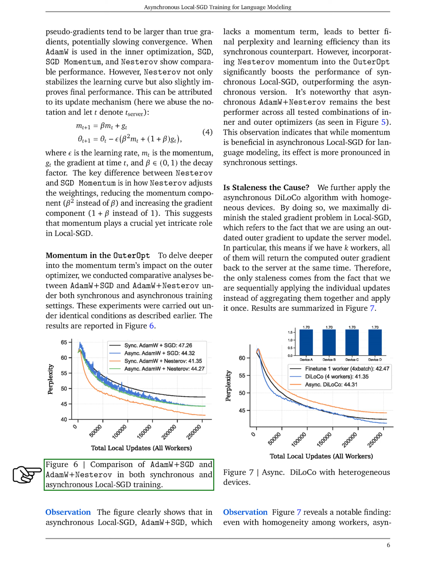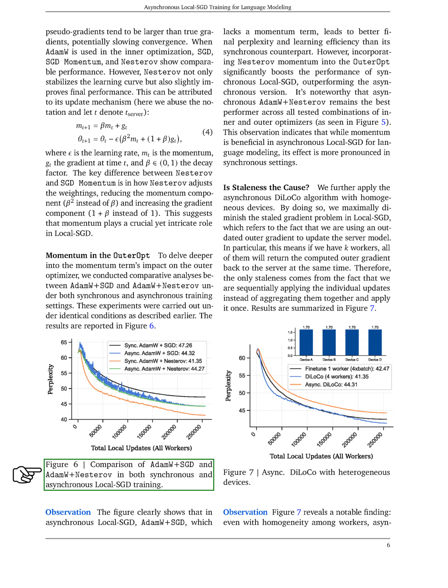It's noteworthy that asynchronous AdamW plus Nesterov remains the best performer across all tested combinations of inner and outer optimizers. This observation indicates that while momentum is beneficial in asynchronous Local-SGD for language modeling, its effect is more pronounced in synchronous settings. We further applied the asynchronous Local-SGD algorithm with homogeneous devices to minimize the stalled gradient problem in Local-SGD, which refers to the fact that we are using an outdated outer gradient to update the server model.